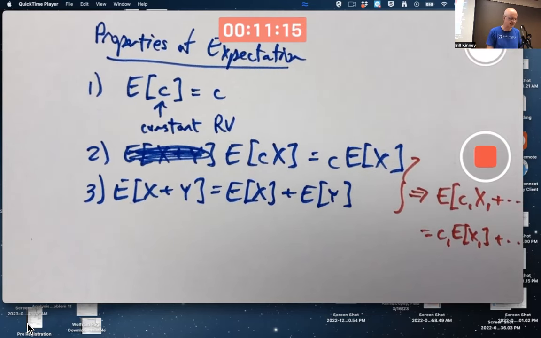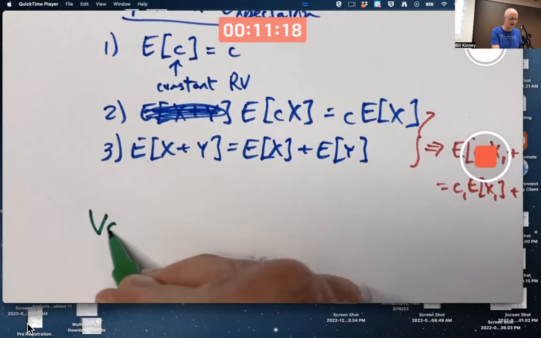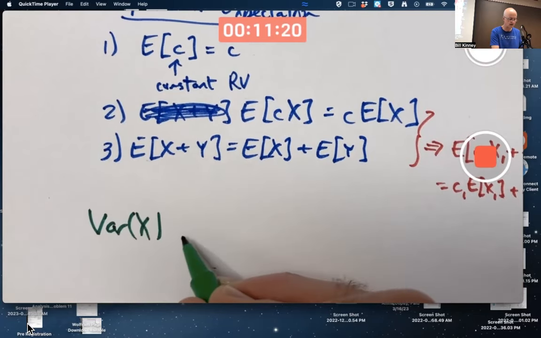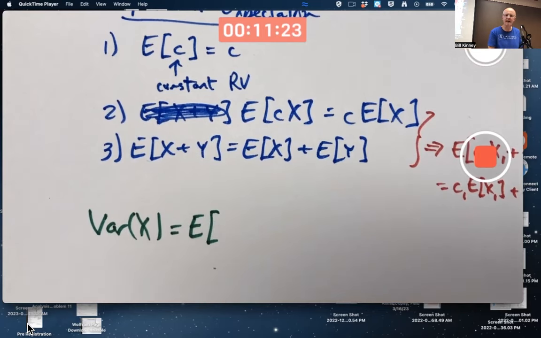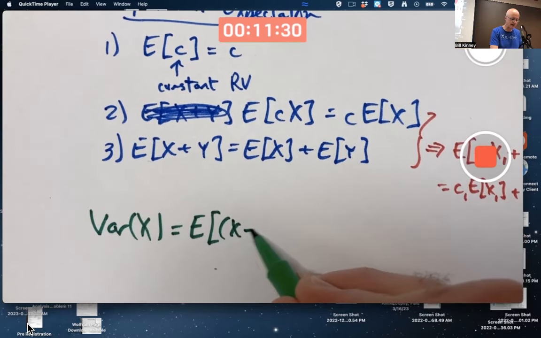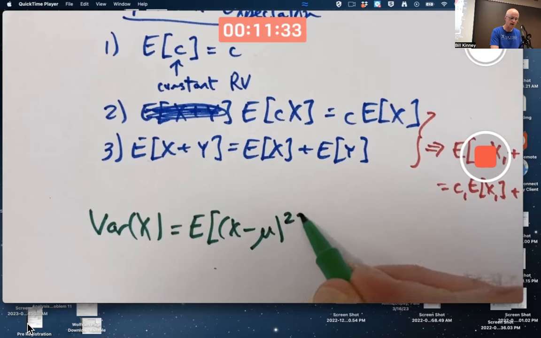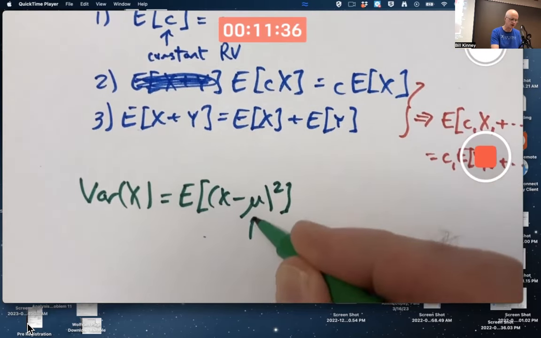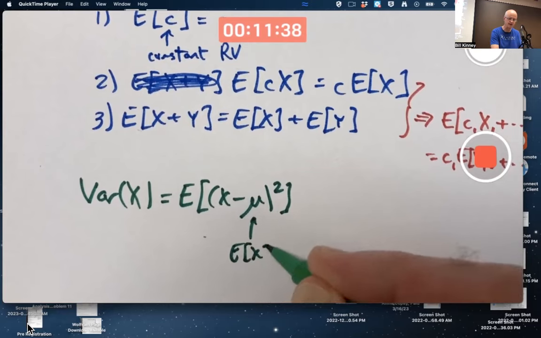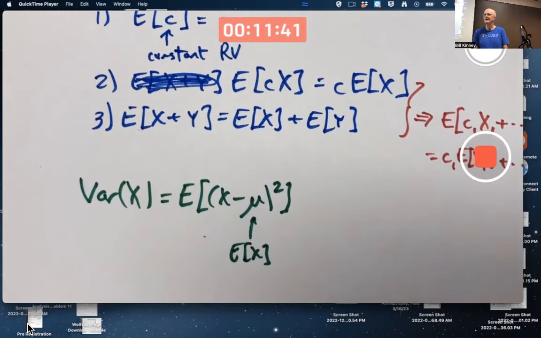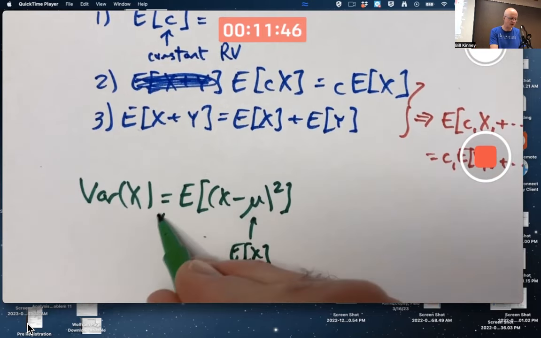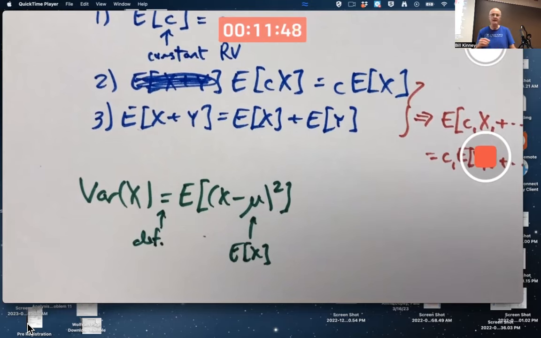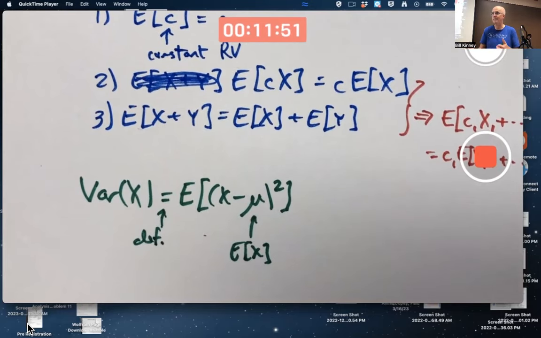What about the variance? Remember, the variance by definition is the expected value, not of x itself, because that's the mean, but of x minus the mean, squared, where mu is our shorthand symbol for the expected value of x, the mean. That's the definition of the variance. It's supposed to be intuitive that it should be somehow a measure of spread.